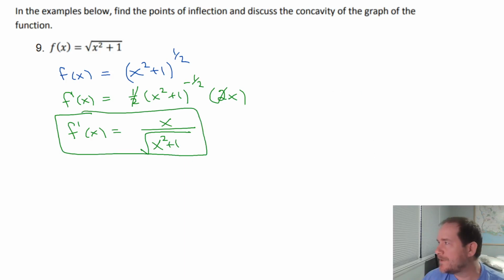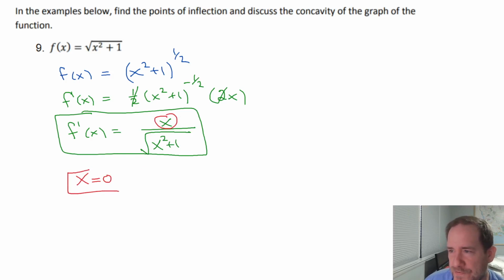And so to find my critical values, I'll do what I always do. I'll take the numerator and I'll just set that equal to 0. And obviously the only solution there is 0. So at least at this moment, 0 seems to be a critical value. I have to check it in the original function in a minute.